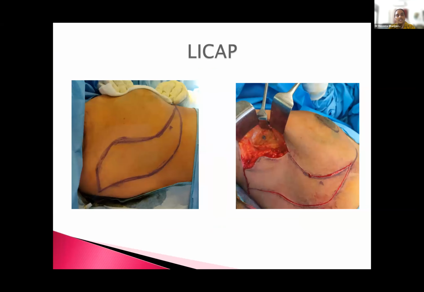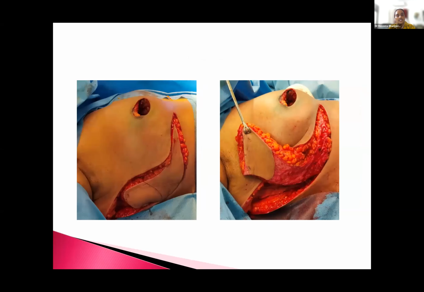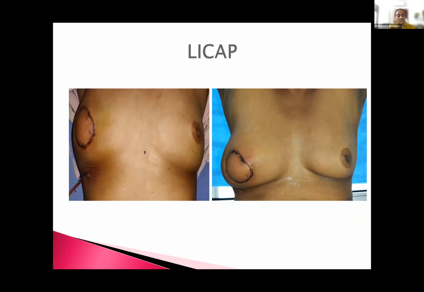The other most commonly used flap is a LICAP flap, the lateral intercostal artery perforator flap, where the tissue is harvested based on the lateral intercostal perforator artery from the lateral axillary fold. We usually do the modified LICAP flap. As you can see, the sentinel node biopsy technique can be done through the same incision. The flap is raised and then filled into the defect. And this is the final post-operative image.